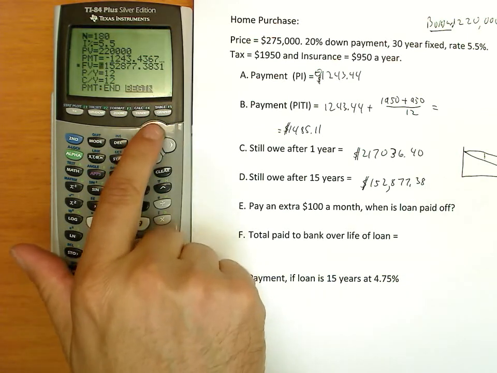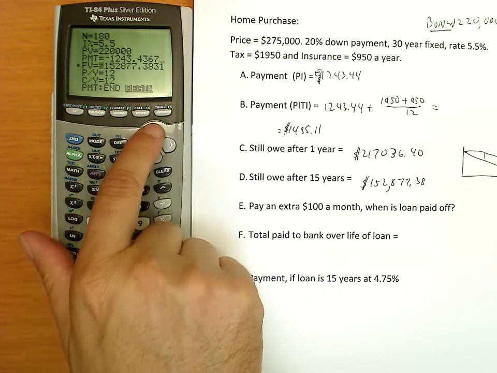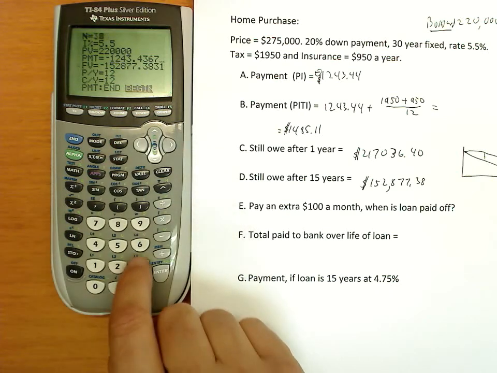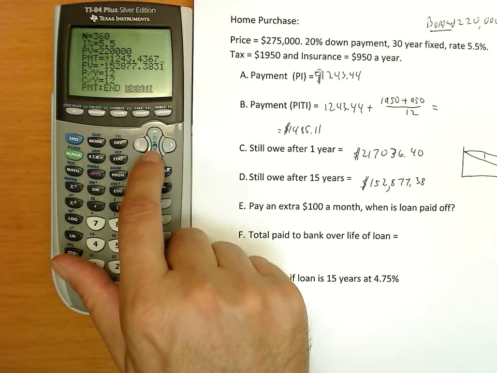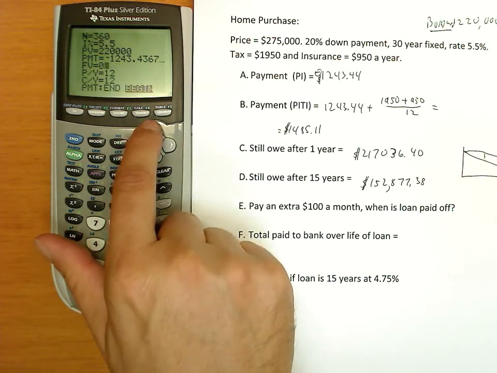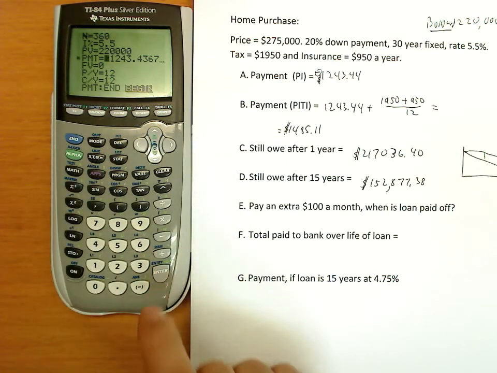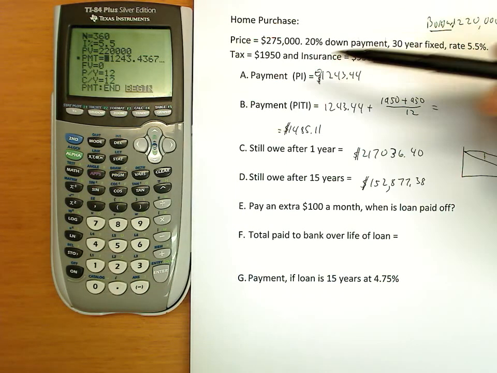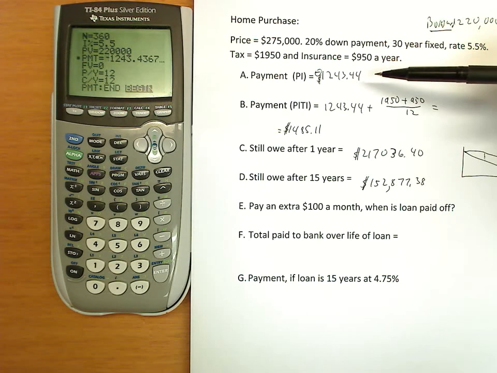Now let's do the next question. If we pay an extra $100 a month, how would that help us out? I'm going to resolve things. I set future value back to 0, and I'm just going to resolve to make sure everything is in concordance with what I had originally. 1243.44 it is. We're back in business here.